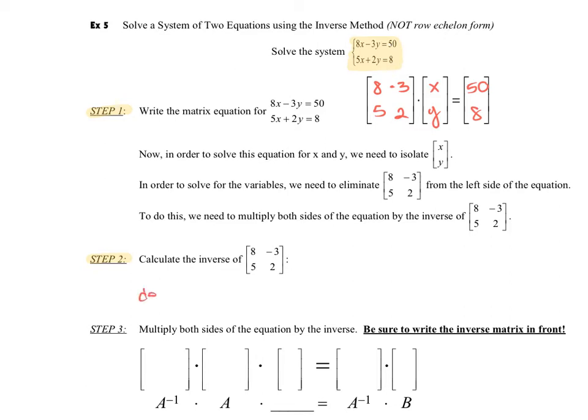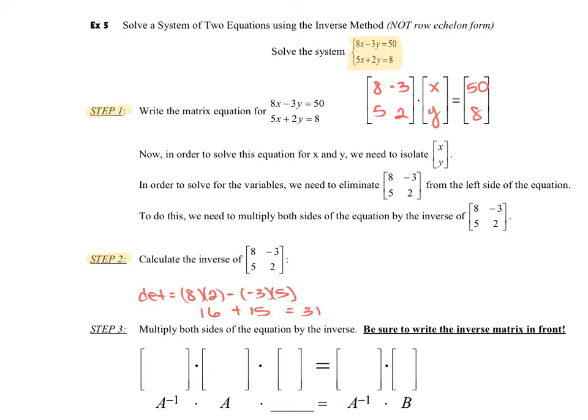So I'm going to find my determinant. Remember, that's going to be the product of the diagonal from the top left to the bottom right, so 8 times 2, minus the product of the other diagonal, so -3 times 5. So what we really have here is 16 plus 15. In other words, our determinant is 31, okay?